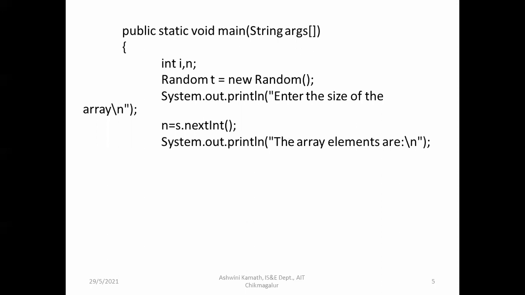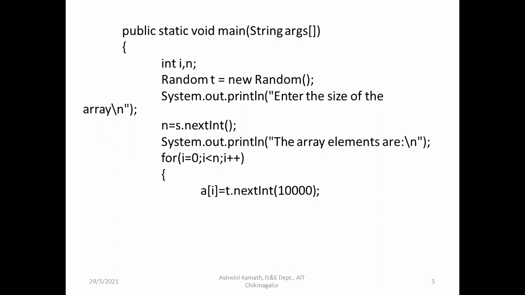Then System.out.println, the array elements are. We are going to generate the random numbers using the random number generator here. For i equal to 0 to n, a[i] is equal to t.nextInt(10000). I told you about this in the last class also. This is the bound we are passing to the random number generator. It will create numbers within 10,000, and it will not create the number 10,000 itself. That is, 0 to 9999. These are the numbers it will generate.